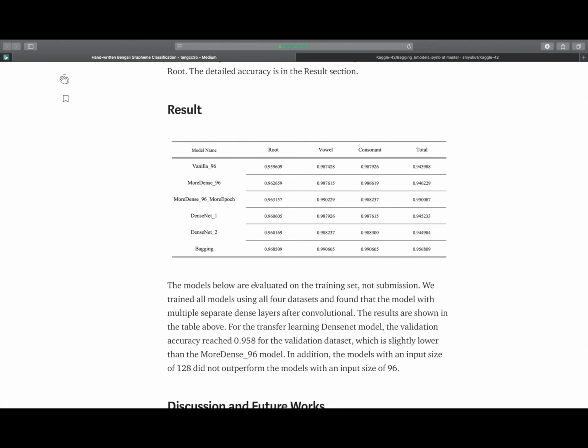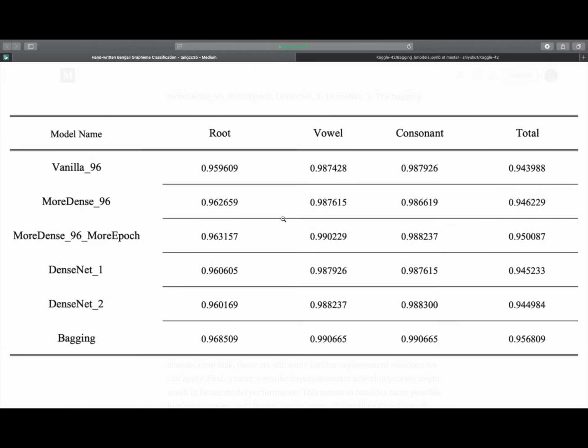Here is the result part. The results are based on the training dataset. As we expected, the bagging model's overall accuracy reached 0.9568. This is the proportion of cases where all 3 constituents are predicted correctly. For single models, the more dense 96 model performs the best. The overall accuracy is 0.950.